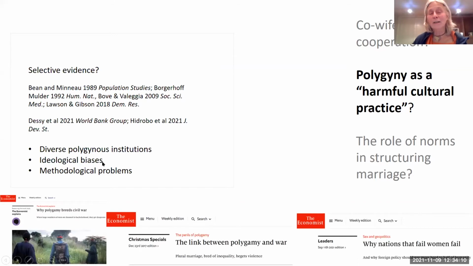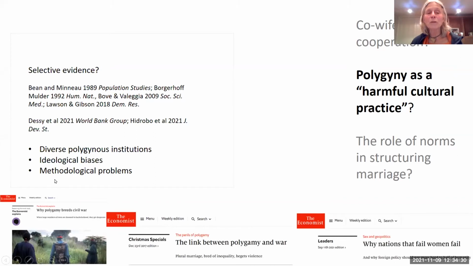The second is the ideological biases that I talked about a little bit earlier. Most of us working with these populations are from Christian, democratic, white, whatever backgrounds, and just maybe don't really have our eyes open enough to what the benefits might be.